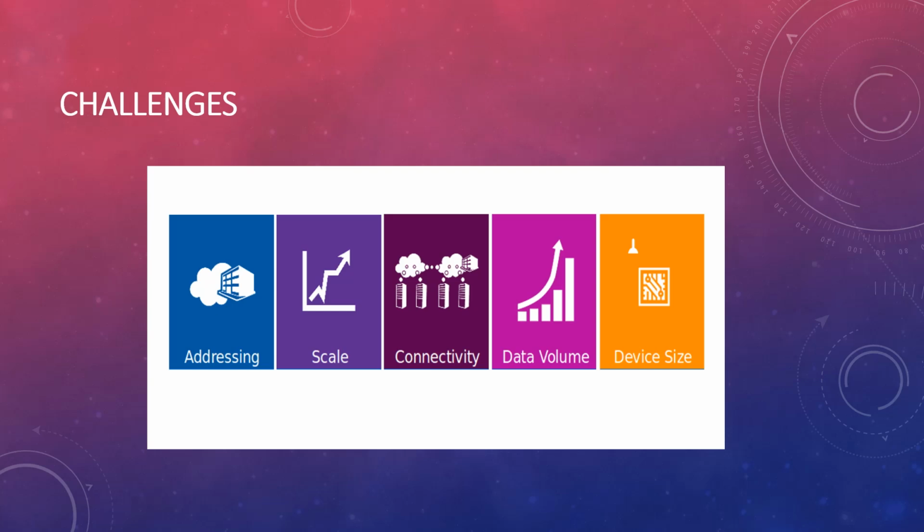efficient. Addressing. As the number of IoT devices grows, assigning unique addresses to each device becomes a complex challenge. The traditional IPv4 addressing scheme, which provides around 4.3 billion unique IP addresses, is insufficient for the vast scale of IoT.